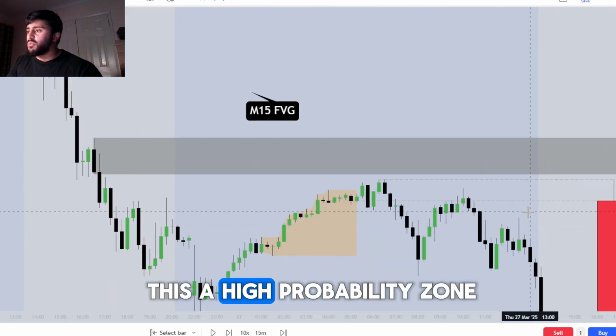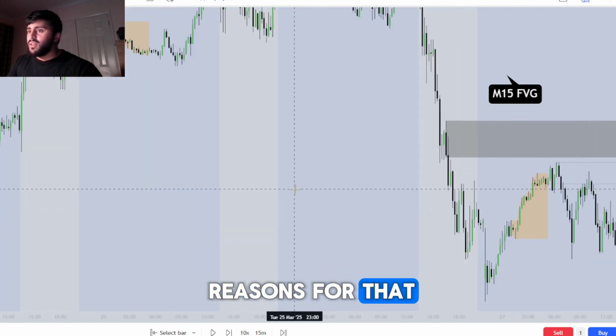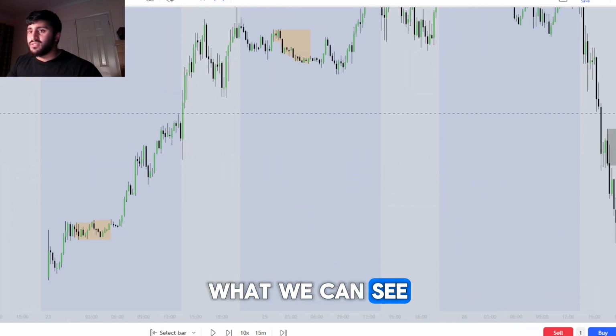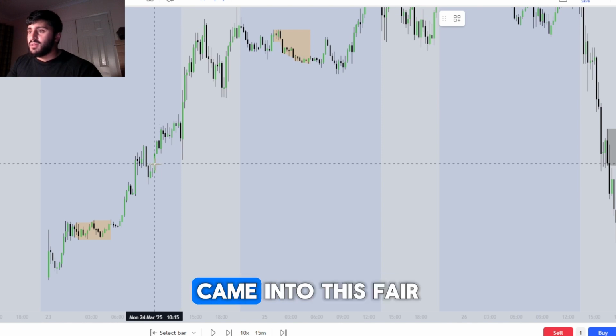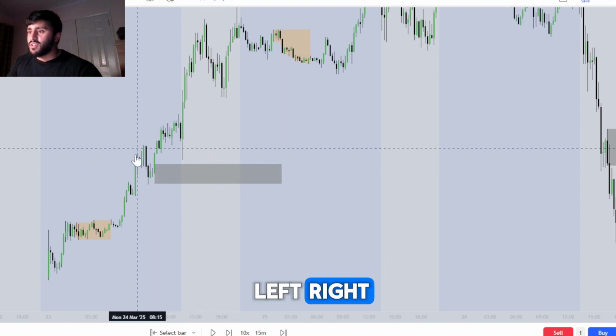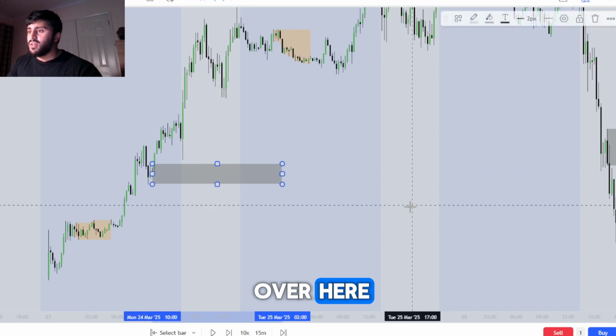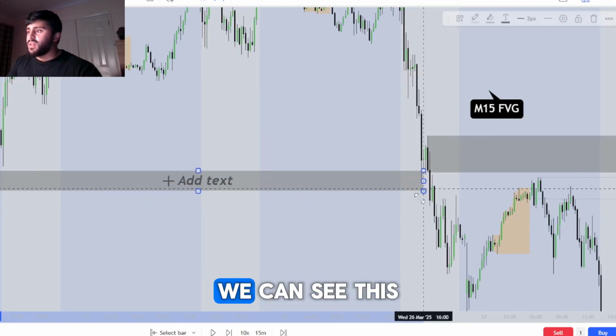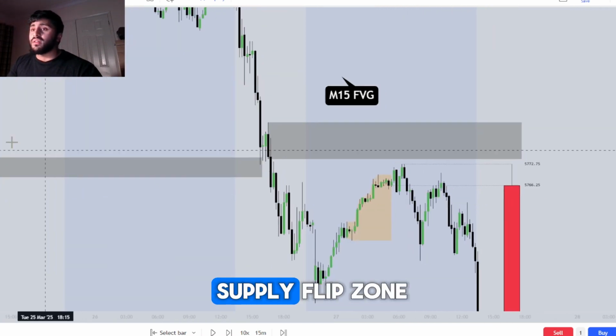So why was this a high probability zone? Well, there are a few reasons for that. If we just go over to the left, what we can see is price actually came into this fair value gap from the left, right? So we saw a bullish fair value gap over here. If we just extend that over to the right, we can see this is a demand to supply flip zone.